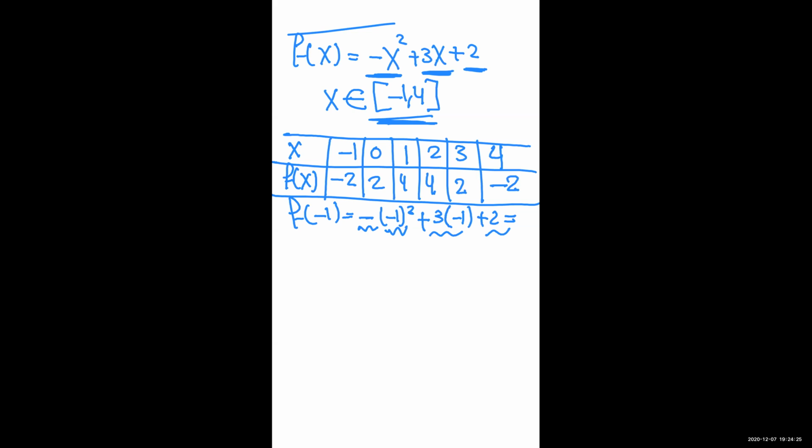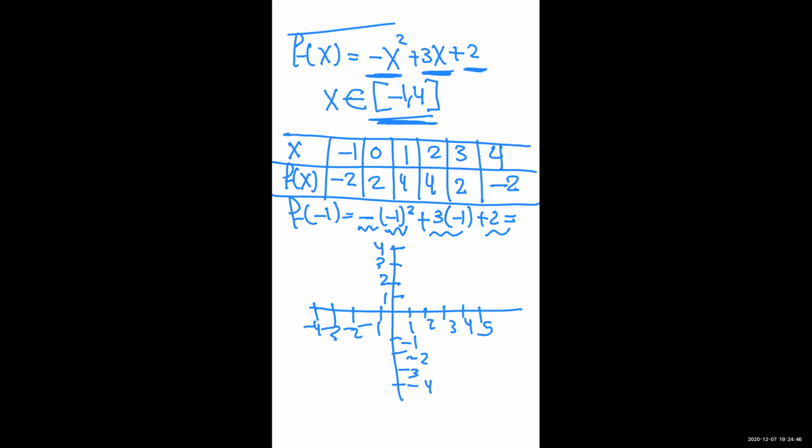Okay, now represent the function. Draw the axes: 1, 2, 3, 4, 5 and so on, and -1, -2, -3, -4. What will be the first point? It's (-1, -2), so here. Then (0, 2) here. Then (1, 4) here. Then (2, 4) here. Then (3, 2), it will be here.